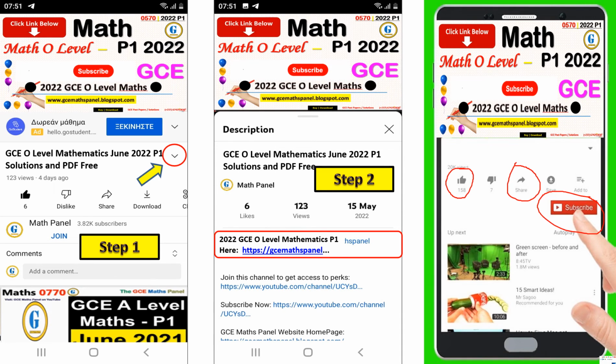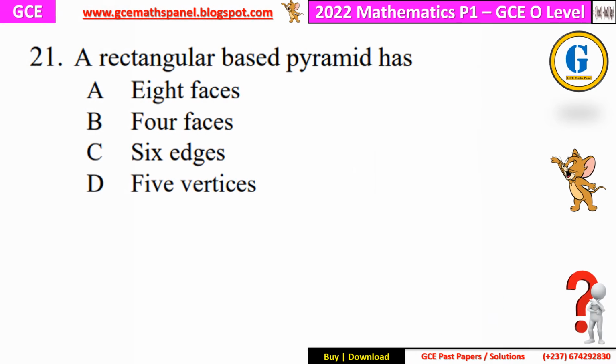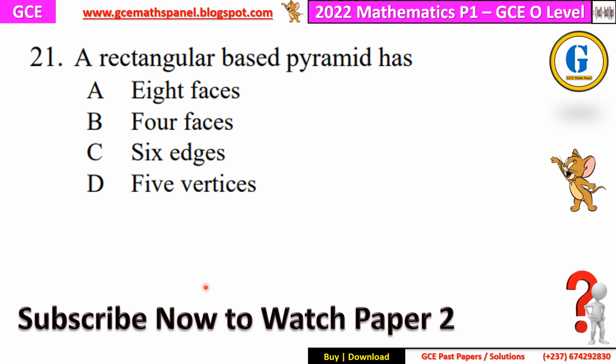Let's move to the next question. A rectangular base pyramid has, so first of all, what's a rectangular base pyramid? Of course, from the name rectangle, you should know how the pyramid's base should look like, right? All right, let's say this is the base of the pyramid. It's a rectangle. Forget about the ugliness of the drawing. There's no problem. So this is the base of this pyramid.